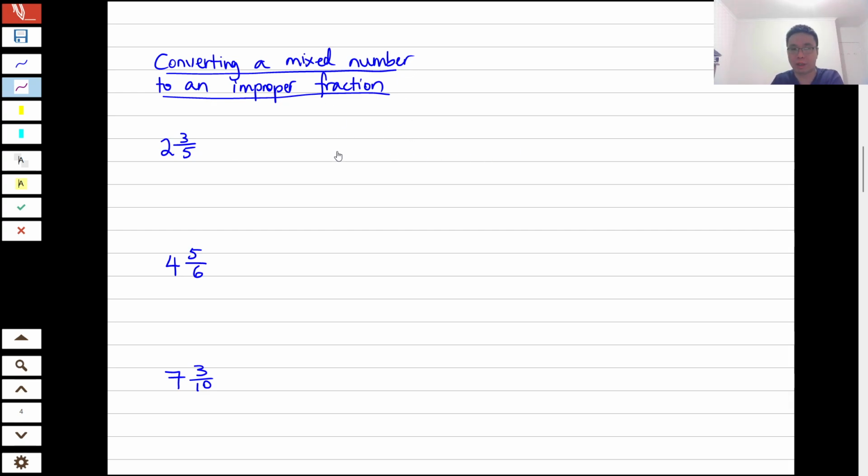Well, what we need to recognize is 2 wholes is the same as 10/5. And the way that we get the number 10 is to do 2 times 5. So the numbers that I'm multiplying are the whole number part and the denominator. 2 times 5 gives me 10, and then I add the numerator. 10 plus 3 gives me 13.